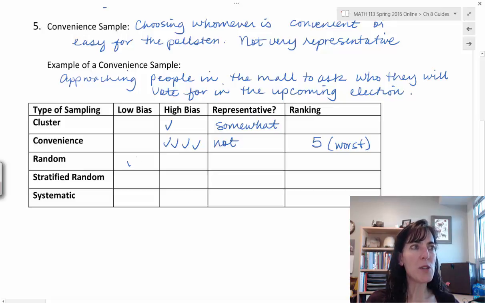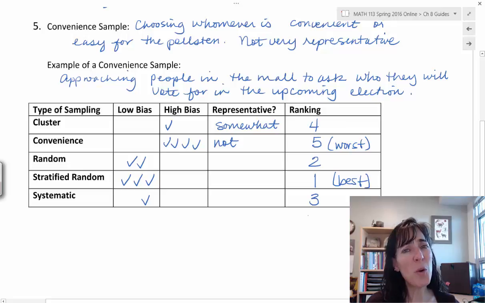And a random sample has low bias, stratified random has very low bias, and systematic is pretty good. So I might do it like this. 2 checks for random, it's pretty low bias. Stratified random, 3 checks, it's the best. So we're going to come over here and give that a number 1 and call that one the best. And then random is going to be our number 2. Systematic, if you can't do random, do systematic. And then that makes cluster number 4. It's not horrible, but it's not as good as the other types.